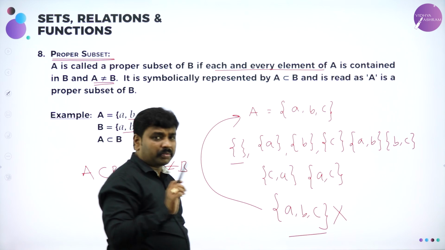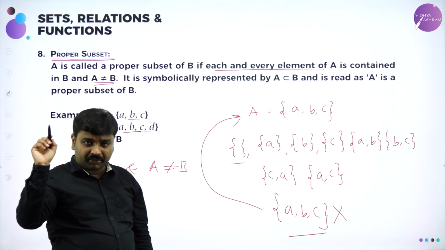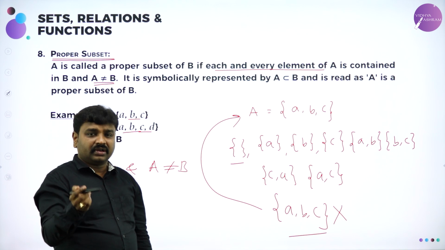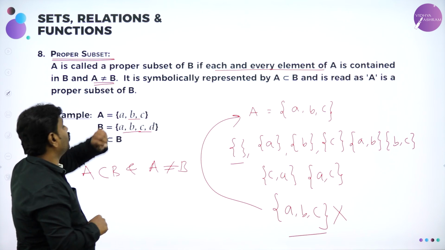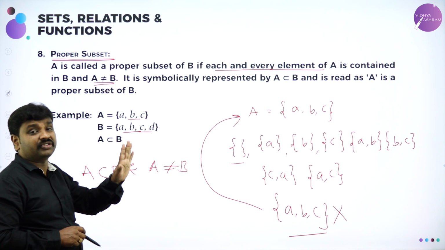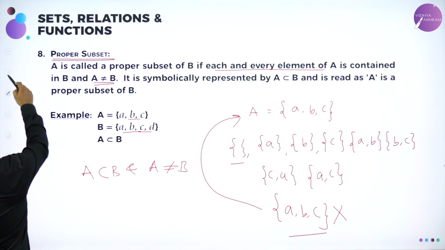Now, what is meant by proper subset? A is a proper subset of B if every element of A is present in B and A should not be equal to B. Set A and set B both should not be the same. Set A should be smaller than set B. The number of elements should be less.